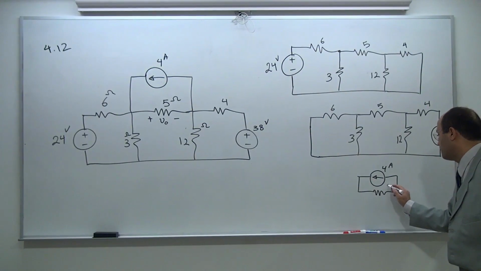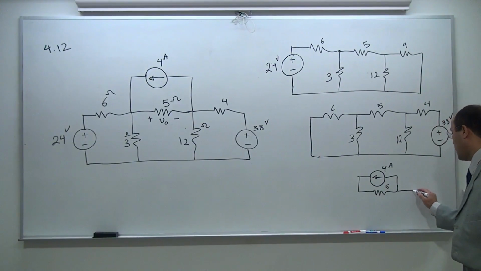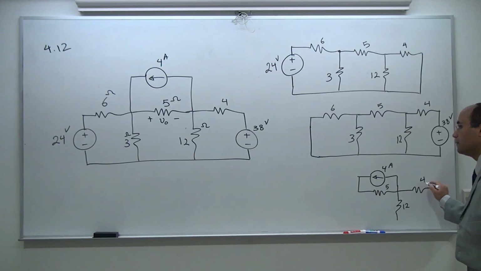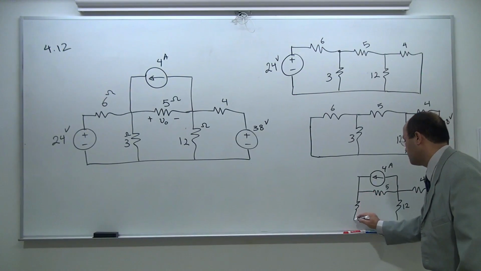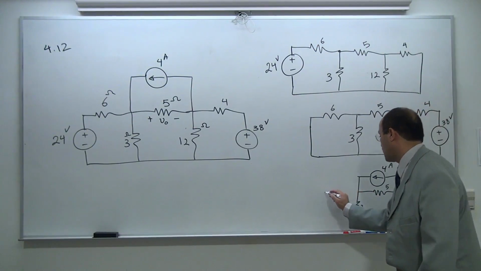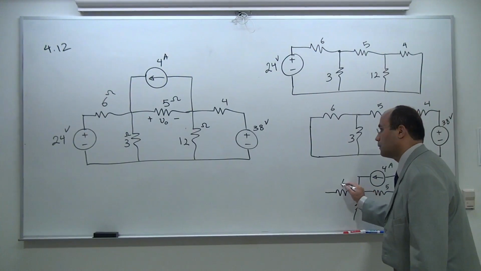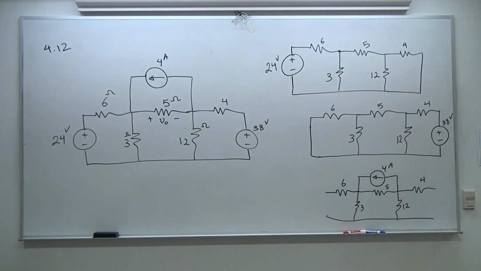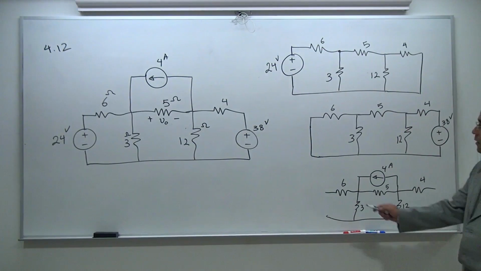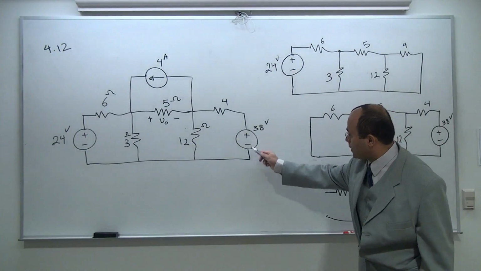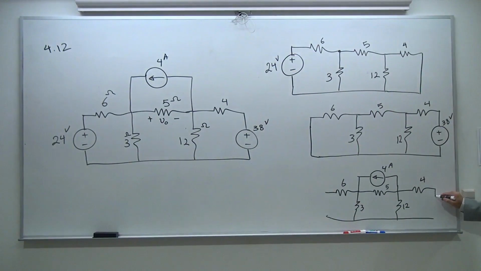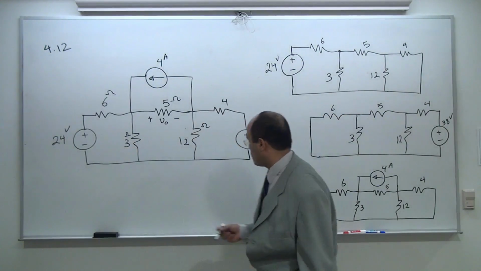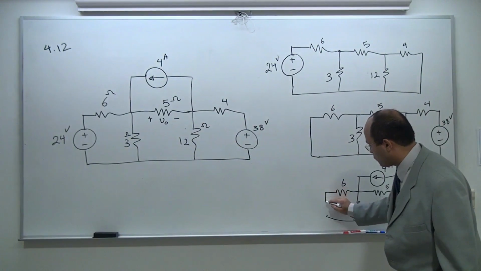Five ohm. You have a 4 ohm. 12. 3 ohm. 6. Okay, so this is the resistive network. What's the decision? This is the voltage source. When you set it to 0, it becomes a short line. This is another voltage source. When you set it to 0, it becomes a short line.